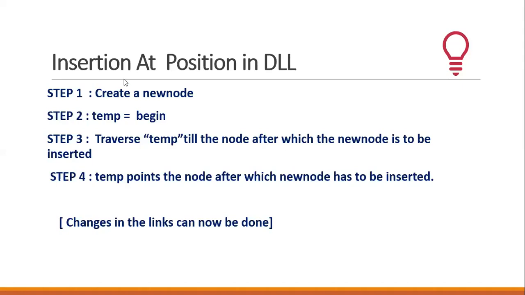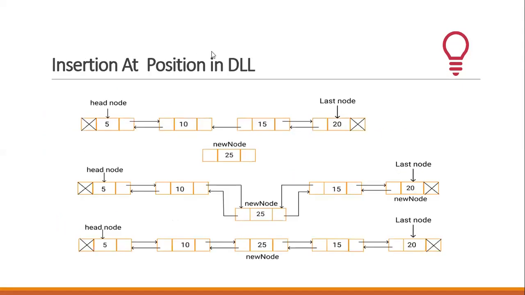So now what we have to do, which is very, very important, is that we have to traverse our temp till the node after which the new node is to be inserted. The user has told us that we want to insert the new node after 10. So we have to traverse our temp till 10. Let's say temp will start with the beginning node, but we have to traverse it till 10.